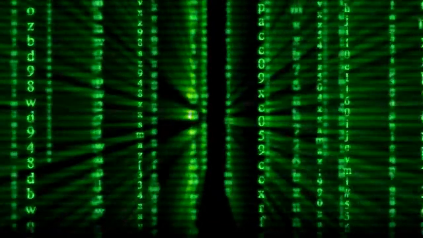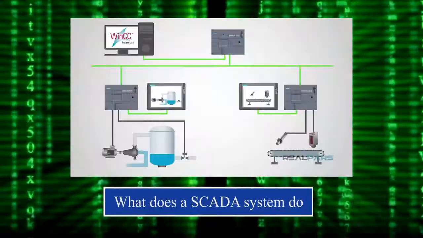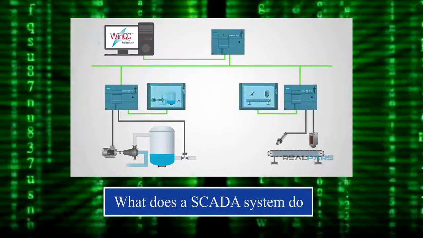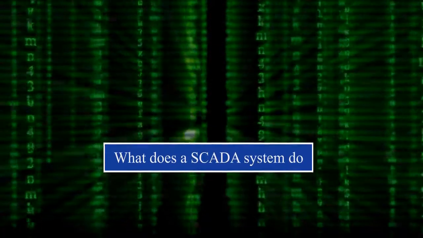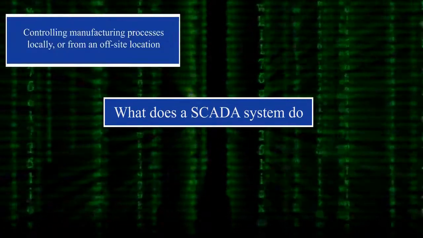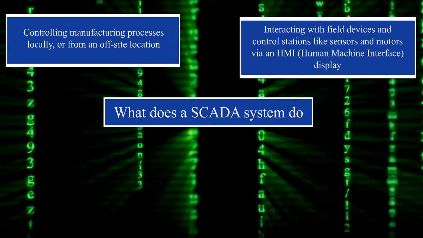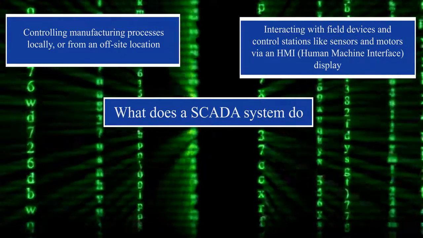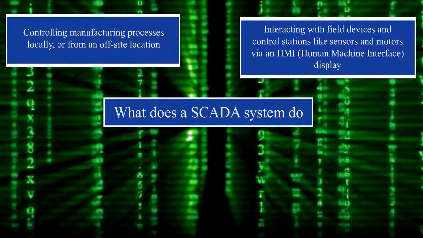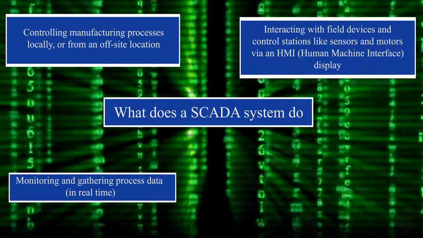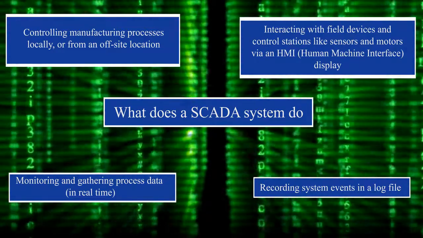Before we understand how SCADA works, we need to know what a SCADA system does. In simple terms, a SCADA system is a collection of software and hardware components that allow manufacturers to perform a series of specific functions. These functions include controlling manufacturing processes locally or from an off-site location, interacting with field devices and control stations like sensors and motors via human-machine interface display, monitoring and gathering process data in real time, and recording system events in a log file.